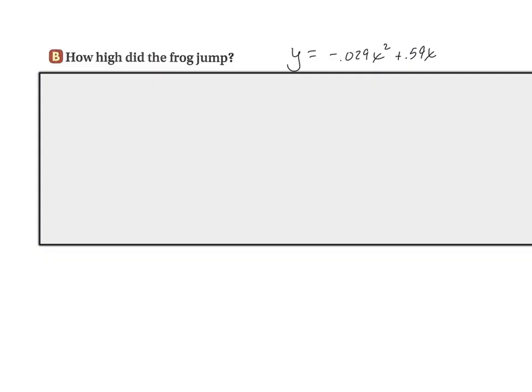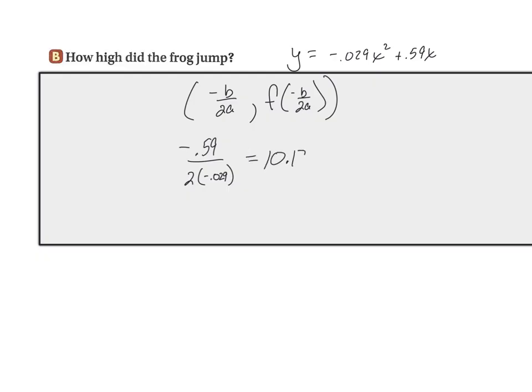So what we need to do is to find the vertex. And if it says how high did he jump, that's the y value of the vertex. But we can't get the output until we get the input. And if you remember from a couple lessons ago, it looks like this, negative b over 2a. And then I'm going to plug that into the function. That's all this fancy writing means, is plug it in. So I'm going to do negative 0.59 over 2 times negative 0.029. And that is going to give me 10.17. All right, so that's the input.